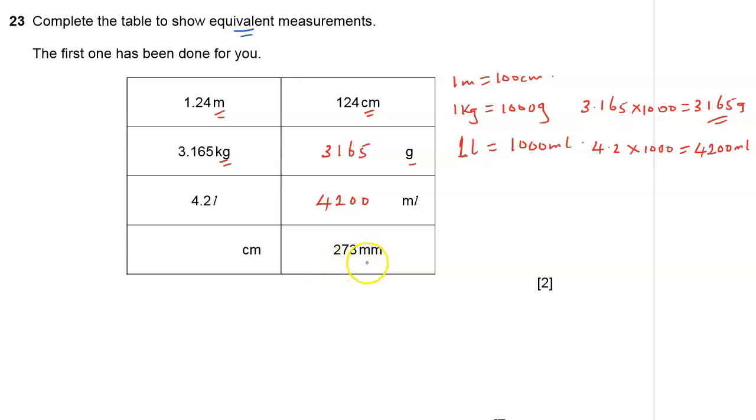Then, of course, we're going to convert or write the equivalent of 273 millimeters to centimeters. Likewise, we know that 1 centimeter is equivalent to 10 millimeters. And therefore, in this case, to convert to centimeters, we divide. So 273 divided by 10 will give us 27.3 centimeters. That's what we write over here, 27.3.